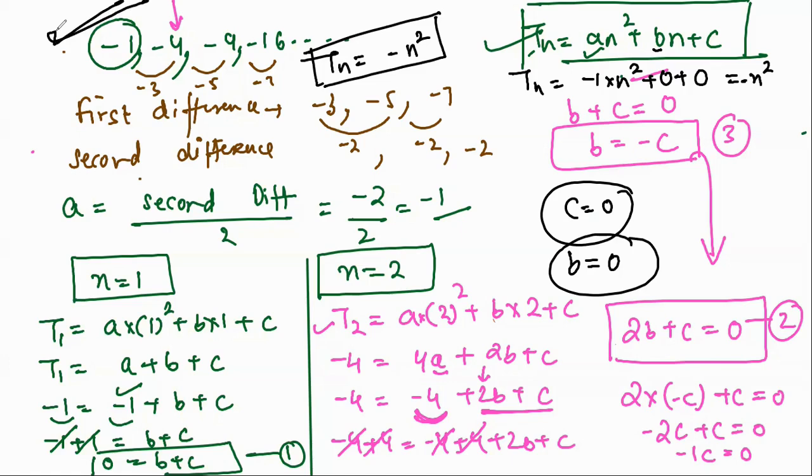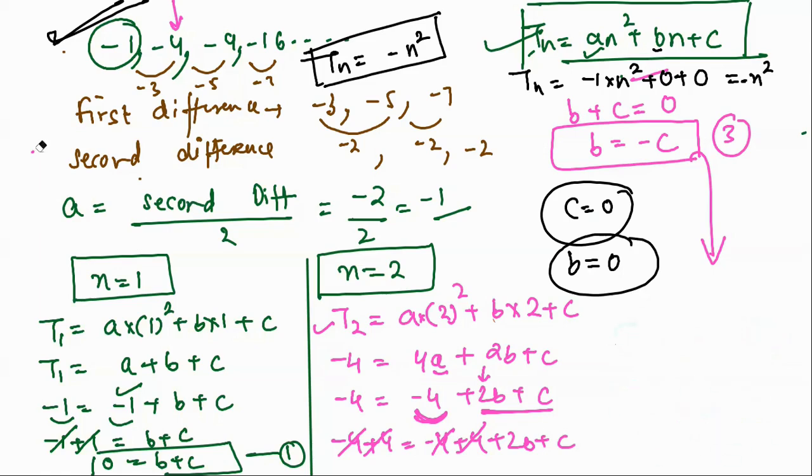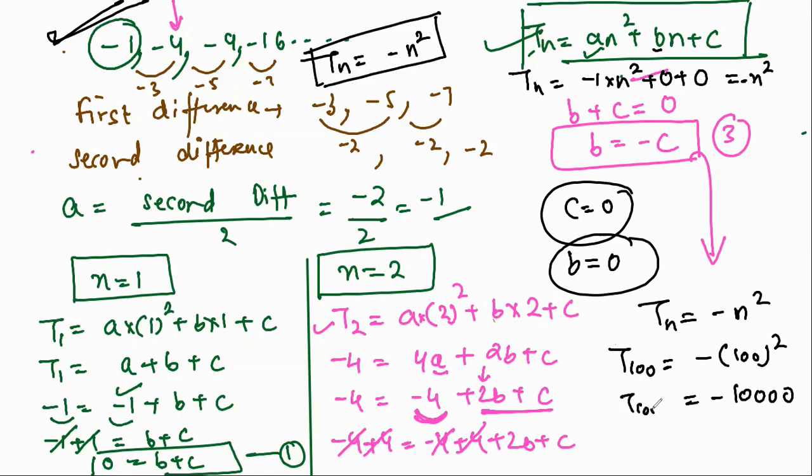So this is the way. Now you can find the 100th term, the 1000th term, the 500th term. Suppose I am finding the 100th term. The general term we got is Tn equals negative n square, so I will put n as 100. So negative 100 square. 100 square means 10,000. So T100 is equal to negative 10,000. As simple as that.